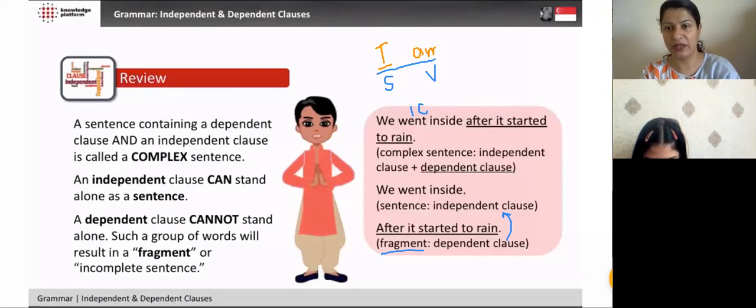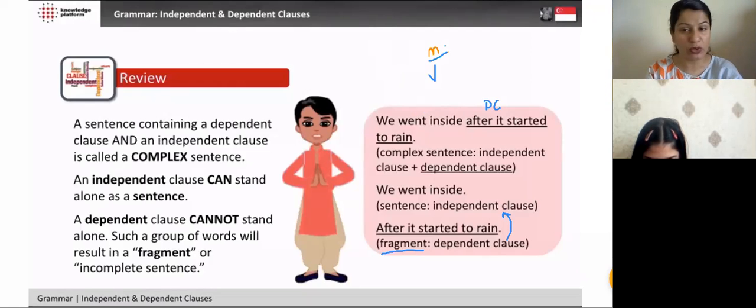More questions coming in. हाँ, After it started to rain, we went inside. बिल्कुल ठीक है. इसमें after it started to rain जो है वो dependent clause है. We went inside independent clause है. We went inside after it started to rain में आपका independent clause पहले आ गया, dependent clause बाद में आ गया. ठीक है, दोनों तरीके से हो सकता है.